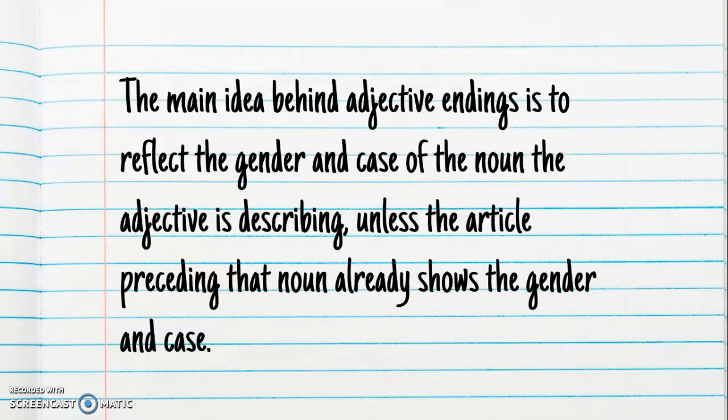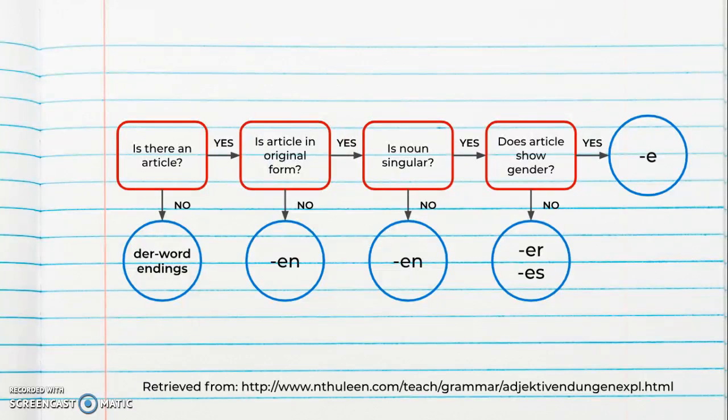But really the main idea is that the gender of the noun and the case of the noun in the sentence basically have to be described by the adjective or the article, and if the article doesn't do that, that's why the adjective has to do that. So this diagram should help you remember things a little bit easier. It's pretty simplified compared to the actual adjective ending charts that we have in the classroom.